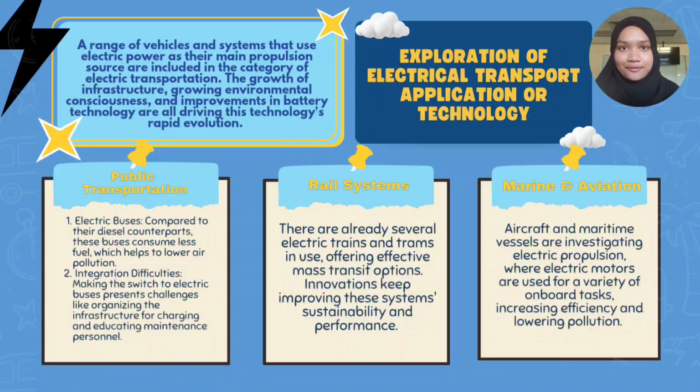maintenance personnel. So for the second point, which is rail systems, there are already several electric trains and trams in use, offering effective mass transit options. Innovations keep improving this system's sustainability and performance. So for the third point, which is marine and aviation, aircraft and maritime vessels are investigating electric propulsion, where electric motors are used for a variety of onboard tasks, increasing efficiency and lowering pollution.